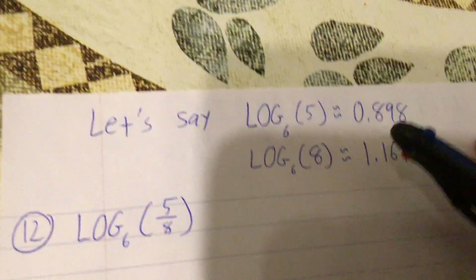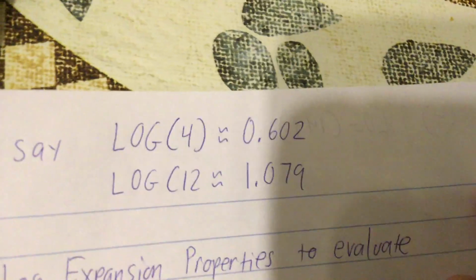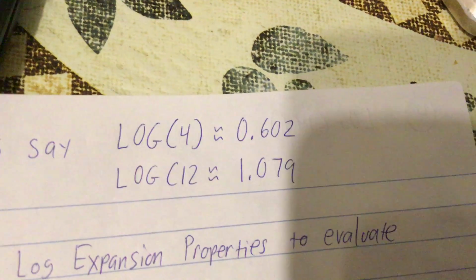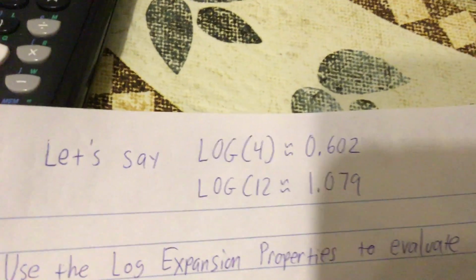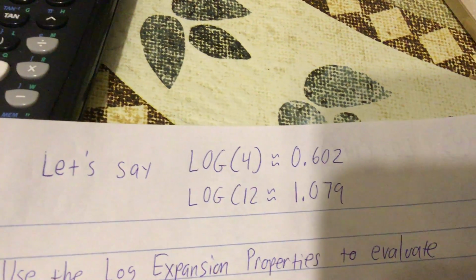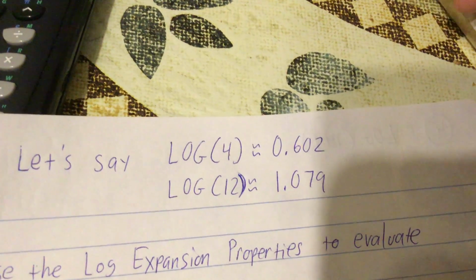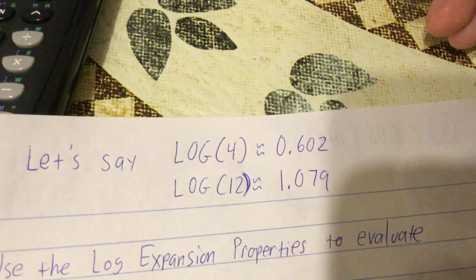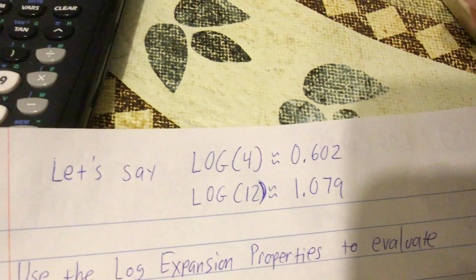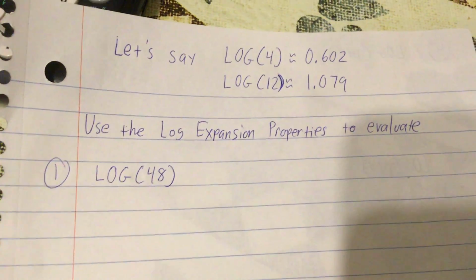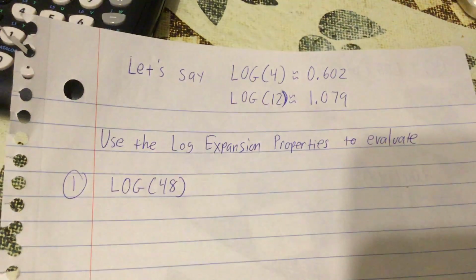So for instance, let's say I give you only this piece of information. I tell you that log of 4 is about 0.602, okay? And I also tell you, let me put an end of the parentheses right there, that log of 12 is 1.079. Okay, let's say all I give you are those two pieces of information. Use the big three log expansion formulas to figure out what log of 48 is.